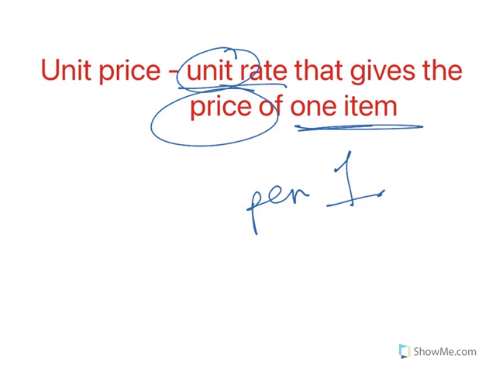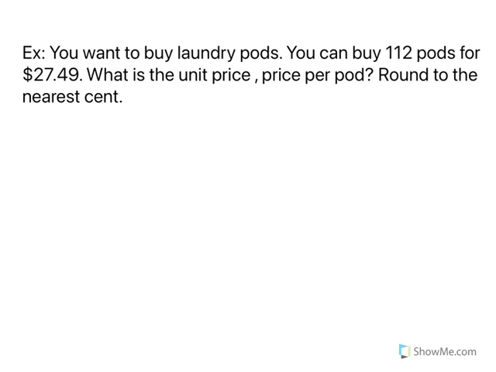One item. So when you go to buy a 12 pack of pop or soda, depending on where you live in the country, the cost is for all 12. But what if you just wanted the cost of one of those cans of soda? That's what we're talking about. Unit price, per one.